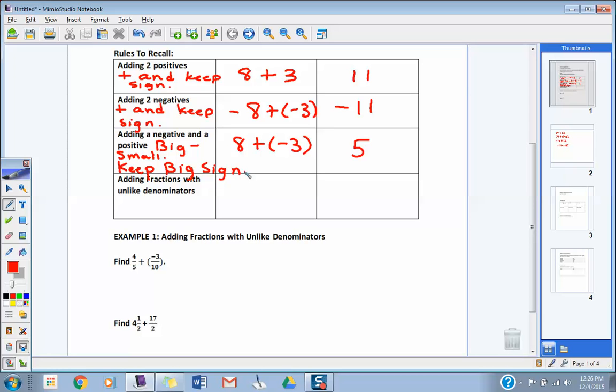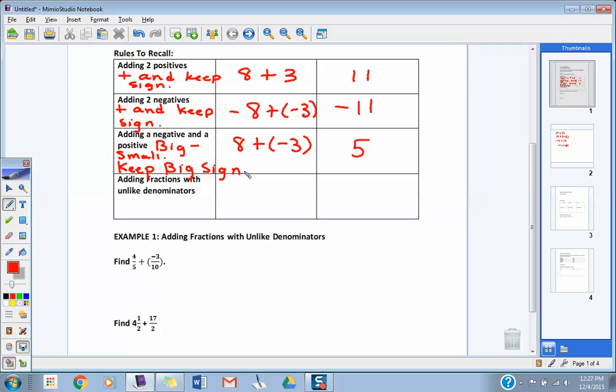Then another thing we need to revisit here today to make sure that we understand what we're doing is to be able to add fractions with unlike denominators. If I ask you this question right here, 1/5 plus 2/5, what would that be? 3/5. If you've got 1 out of 5 plus 2 out of 5, that's a total of how many out of 5? 3/5.